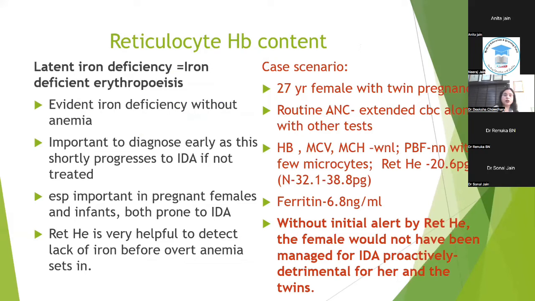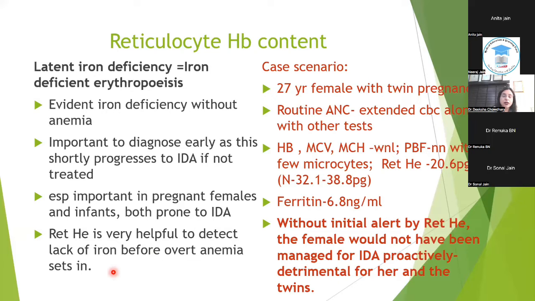Reticulocyte hemoglobin content also tells us about latent iron deficiency or iron deficient erythropoiesis. Now, what is latent iron deficiency? This is when there is no evident iron deficiency biochemically detectable, while overt anemia has not set in till then. It's important to diagnose this early, as it shortly progresses to iron deficiency anemia if not treated. This is particularly important in pregnant females and infants who are prone to iron deficiency anemia. So RET-HE is very helpful to detect lack of iron before overt anemia sets in.